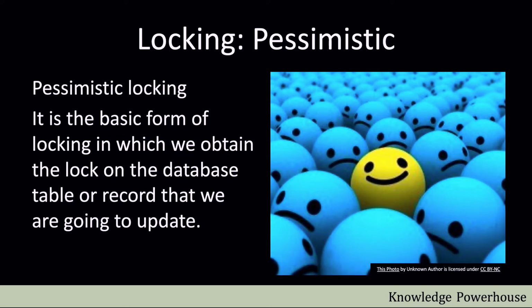So let's see how we solve this. One option is to use pessimistic locking. In this, we lock certain resources, the table or record that we are going to update, so that all other threads have to wait for the lock to be released before they can start their operation. It means you need an exclusive lock before updating a record.